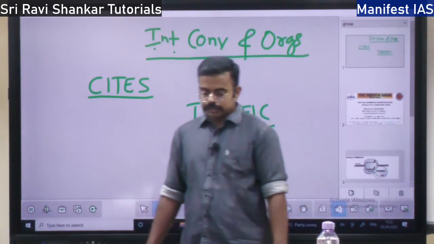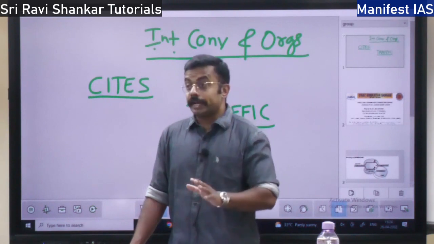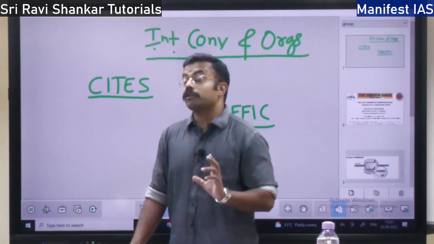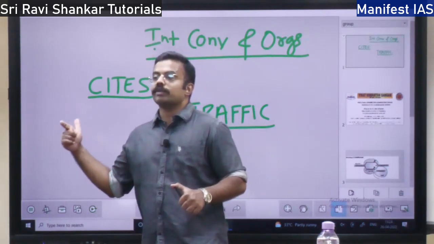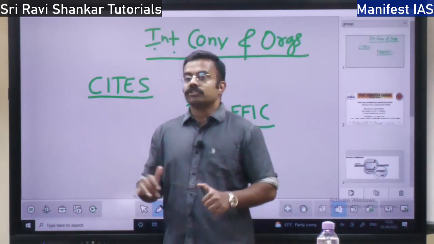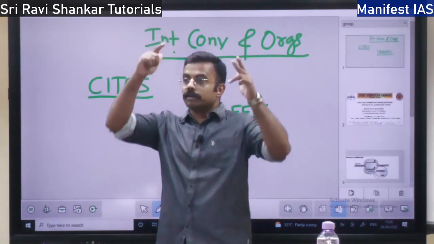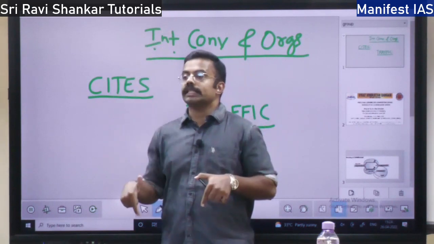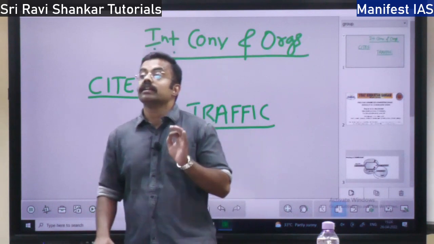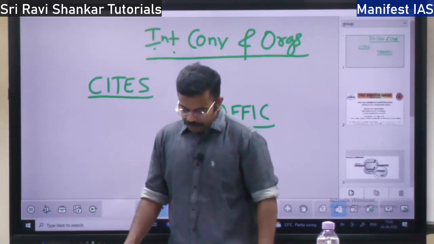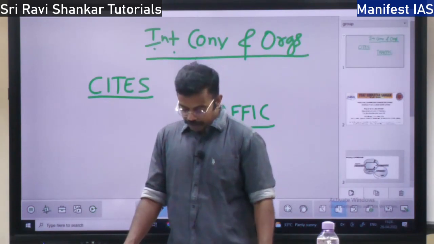So this CMS says that India is important because India is part of the Central Asian Flyway. See, these animals have their own highways, right? That is called a flyway. There is a Central Asian Flyway which comes from North Asia to South Asia. So India is part of this flyway. That is why participation of India is very, very important. So India is part of the major flyway network, right?